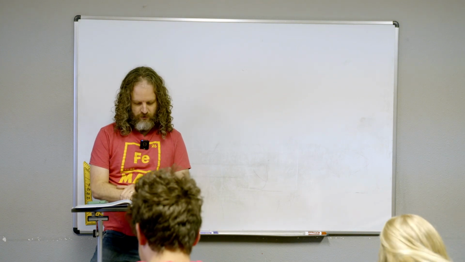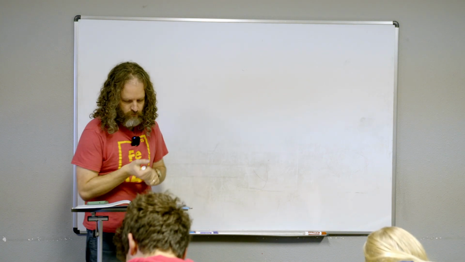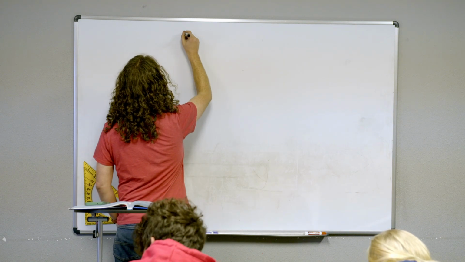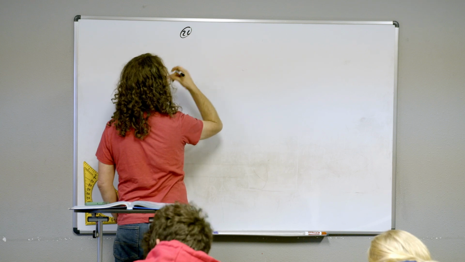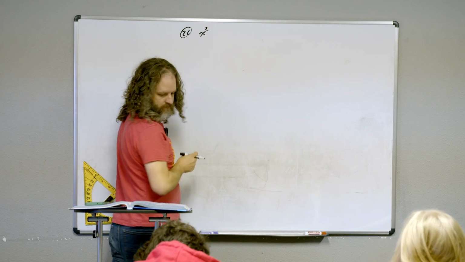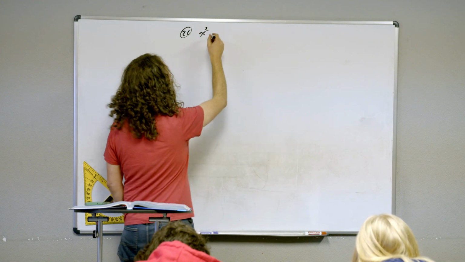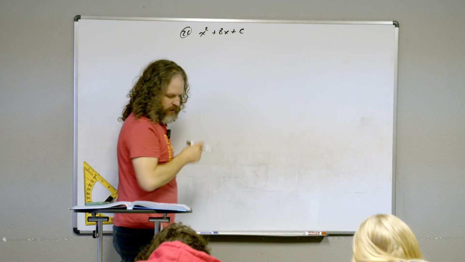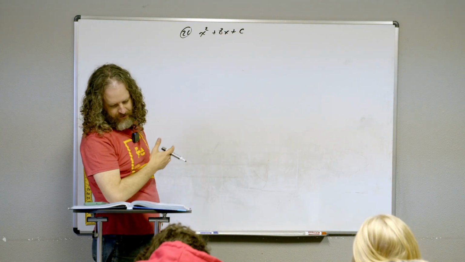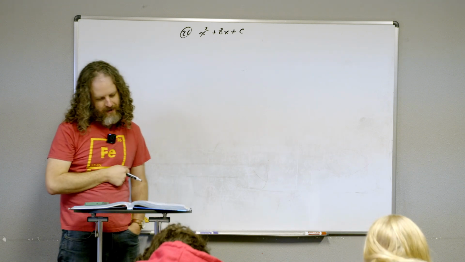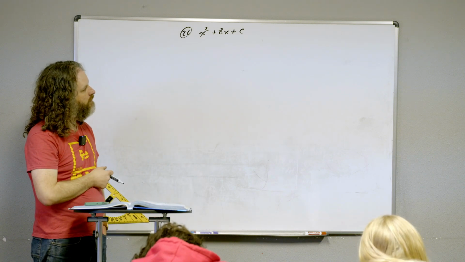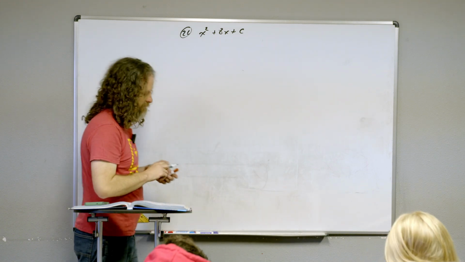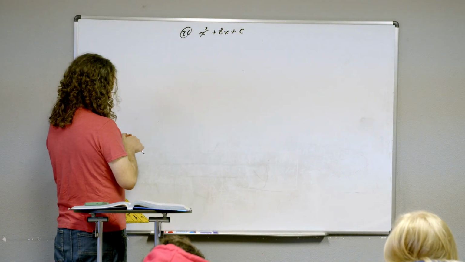Number 26. Sure. We are supposed to find the value of c that makes the trinomial a perfect square, then write the trinomial as a perfect square. So, what do we do? You do the thing that you did. Yeah, we do the green part.